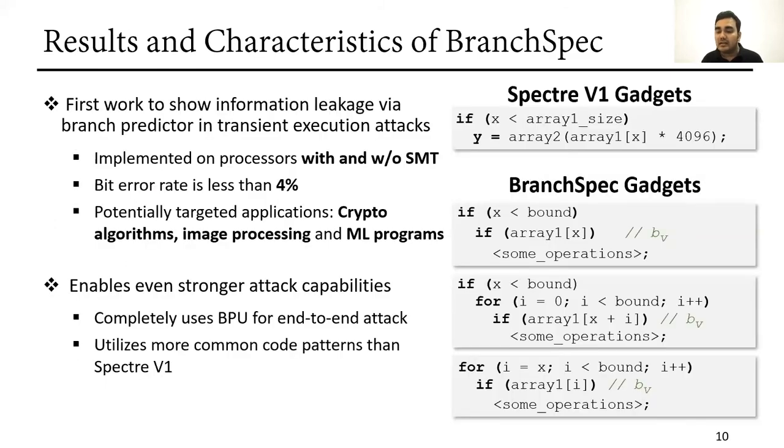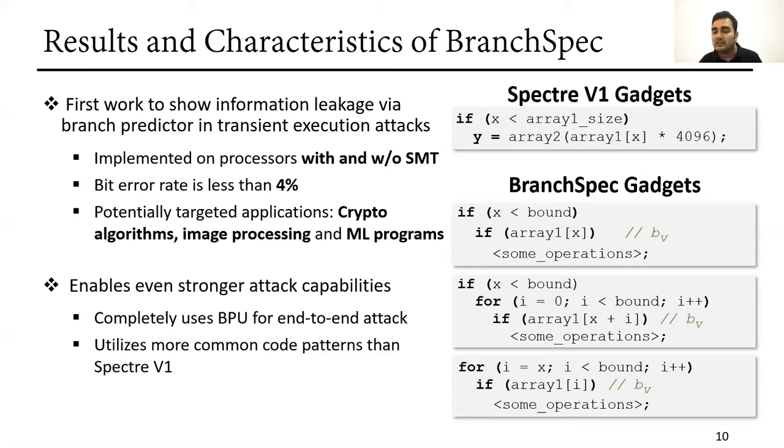Let's look at the key results and characteristics of our BranchSpec attack. Firstly, this is the first attack that shows a side channel in a speculative domain using the BPU. We also discussed the possibility of leveraging our attack vector to target sensitive applications such as crypto algorithms, image processing, and machine learning programs. Even if the application doesn't contain any secret-data-dependent branch, BranchSpec can potentially target a benign nested conditional branch to speculatively access and leak secretive data.